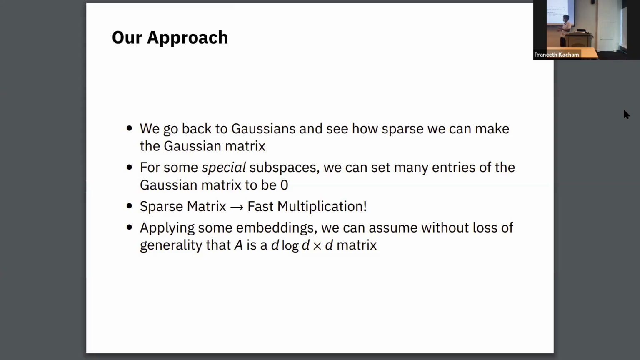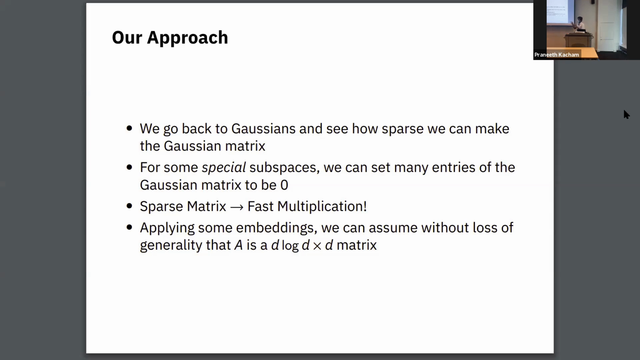while still preserving the subspace embedding property. What we observed was that for some very special subspaces, we can make G very, very sparse. And as I said, if G is very sparse, you can multiply it quickly.